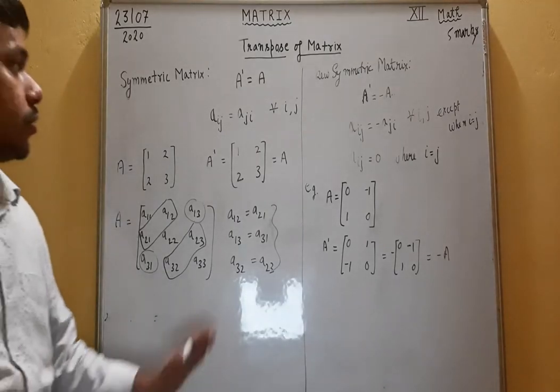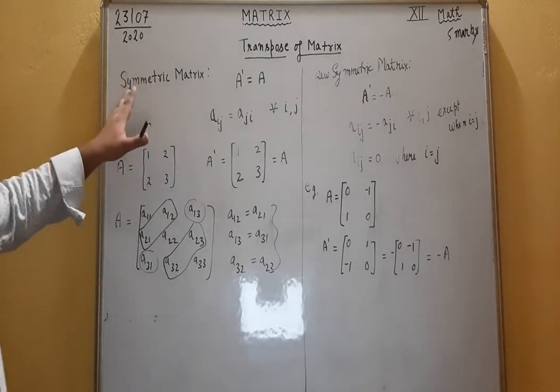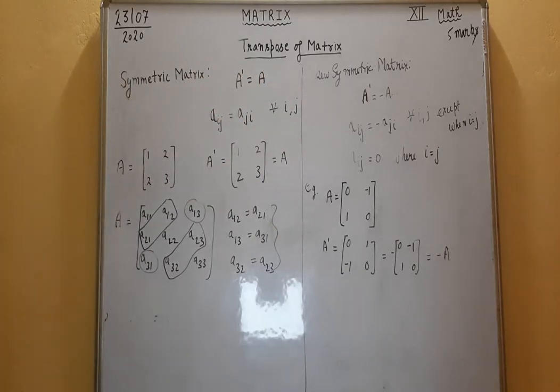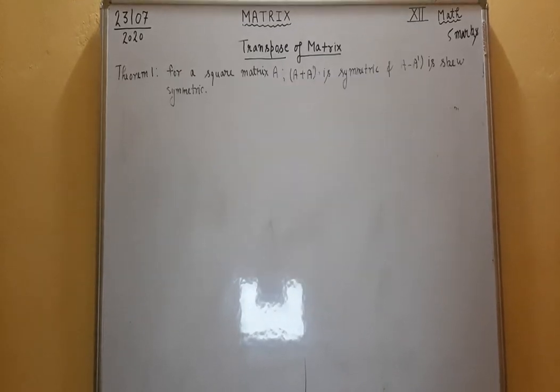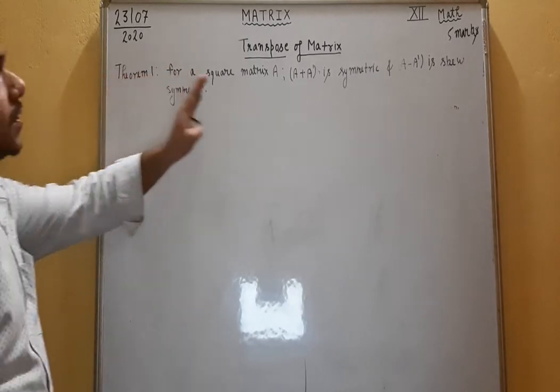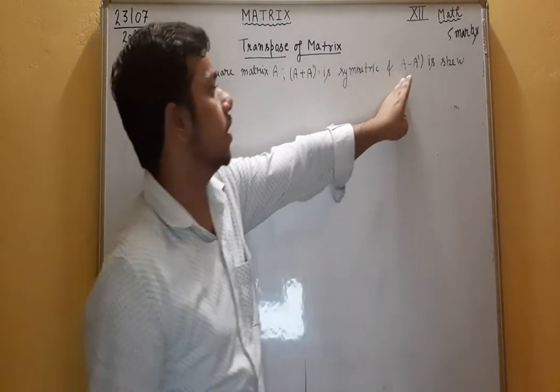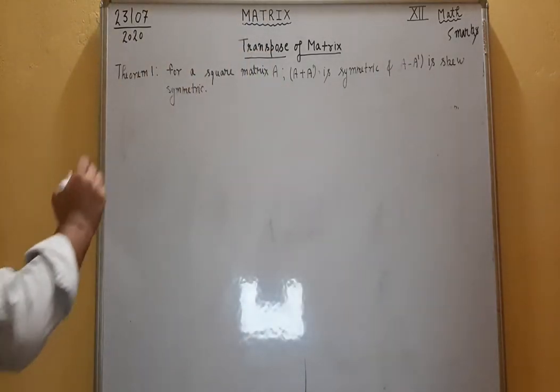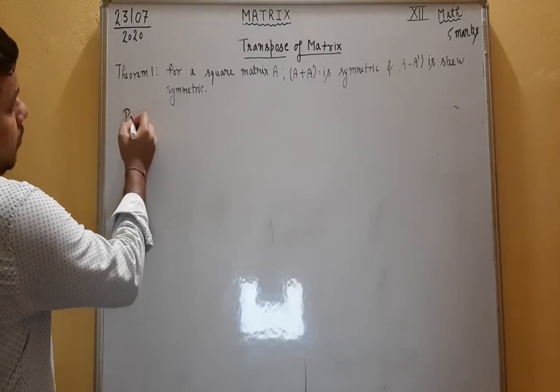Now, there are two theorems on the basis of symmetric and skew symmetric matrix. Let us see the theorem. Theorem number 1 is stated as: for a square matrix A, A plus A dash is symmetric and A minus A dash is skew symmetric. For any square matrix A, कोई fixed matrix नहीं है. So let us see the proof.